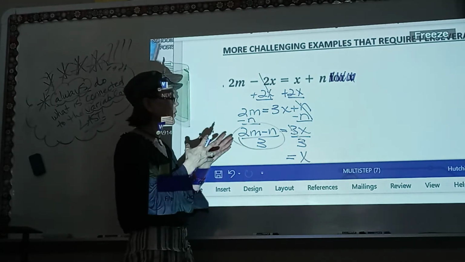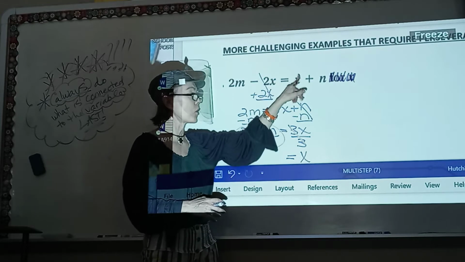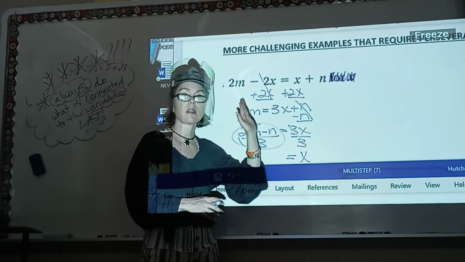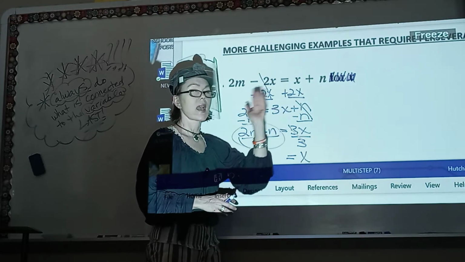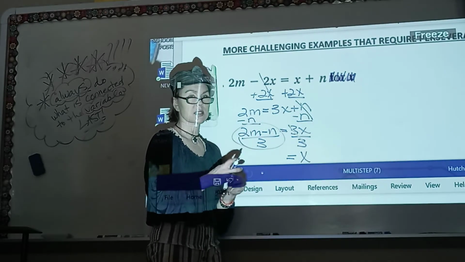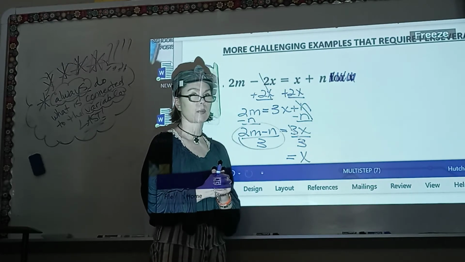So the point of this example is when you have the variable that you're solving for on both sides of the equal sign, the priority is to immediately move it to one side, and then you can go through the process of solving for that variable and getting it all by itself.